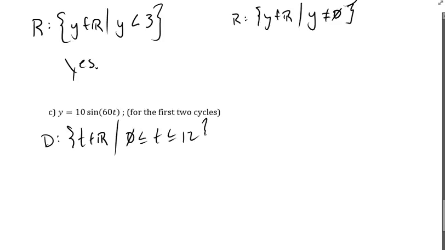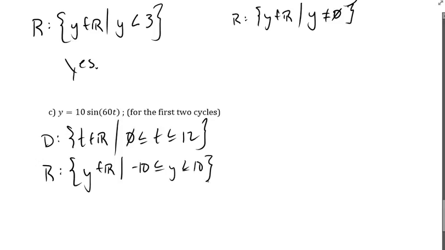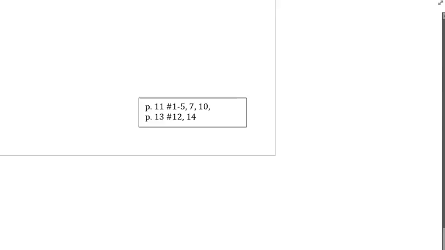And for the range, think about your base sine curve. It goes from -1 to 1. Change the amplitude by a factor of 10. And so I get y as an element of the real numbers such that -10 less than or equal to y less than or equal to 10. Any questions about any of that? Any questions about anything else?